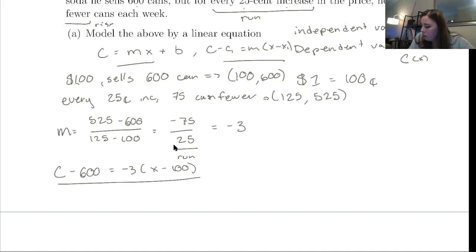I got rid of my function notation from earlier because it's asking for an equation, not a function. Okay. Is everyone okay with how I got this equation? Does anyone have any questions before we move on? Okay, coolio.